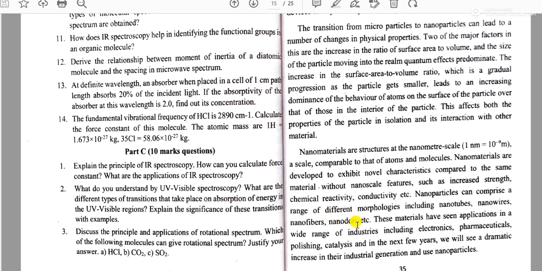Even other materials which are not semiconductors can also be synthesized in dot forms. They are also called nanodots. So the morphology can vary. These materials have seen applications in a wide range of industries, including electronics, pharmaceuticals, polishing, and catalysis, and in the next few years we will see a dramatic increase in the industrial generation and use of nanoparticles.